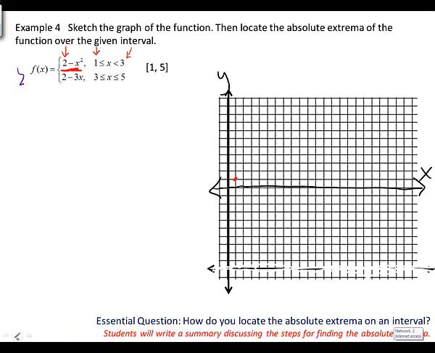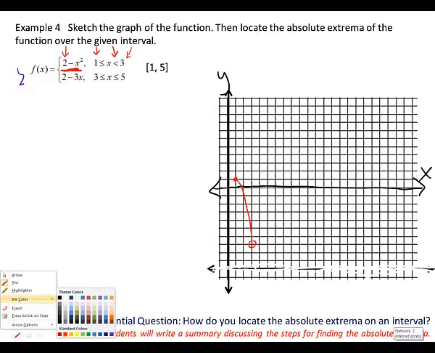Then the other endpoint of that parabola, I plug a 3 in. If we get 2 minus 9, what do we get? -7. So at 3, I'm going to go down 7: 1, 2, 3, 4, 5, 6, 7. And we want to make it curved like a parabola, right? So why did I draw it with an open circle? Because it doesn't have an equal to. Good.